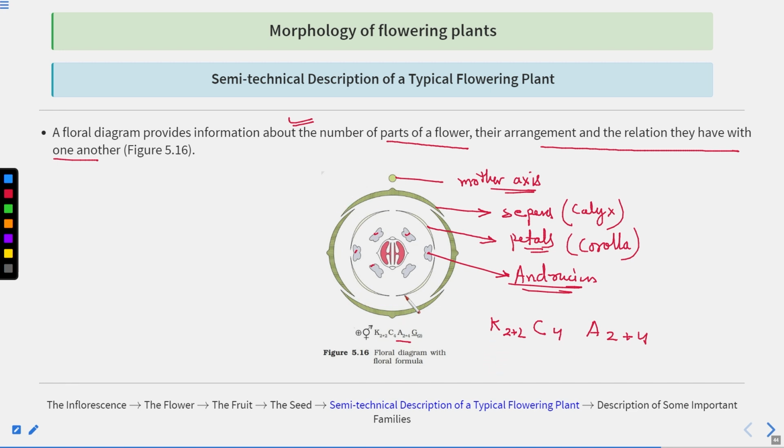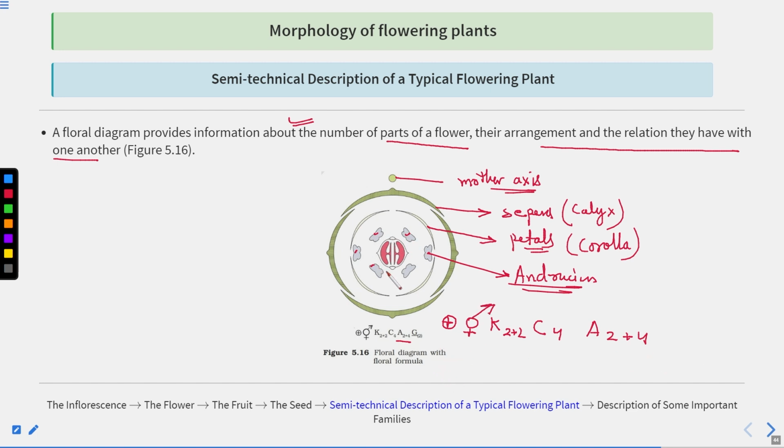Now, what type of symmetry can you see? Actinomorphic. So you will write this actinomorphic symbol, and it is a bisexual flower. Both male reproductive part and female reproductive part it is having. So you can write it like this, bisexual. Okay. So 2 plus 4.